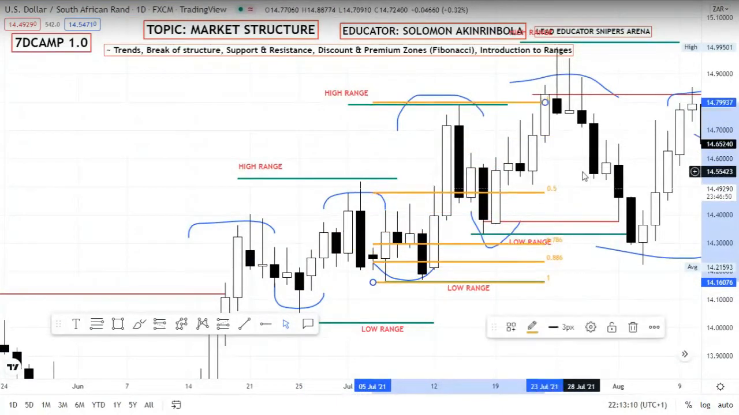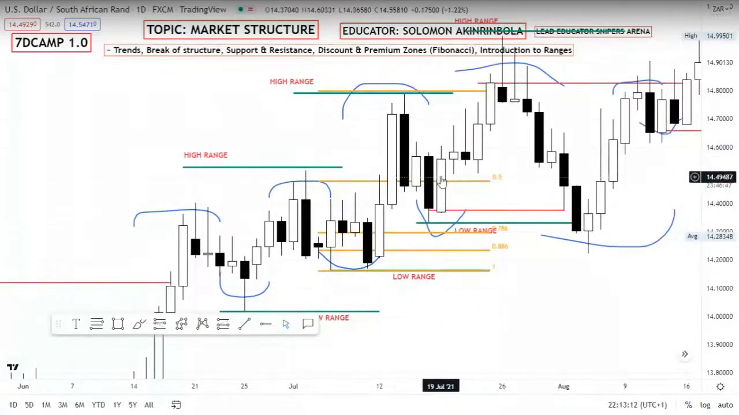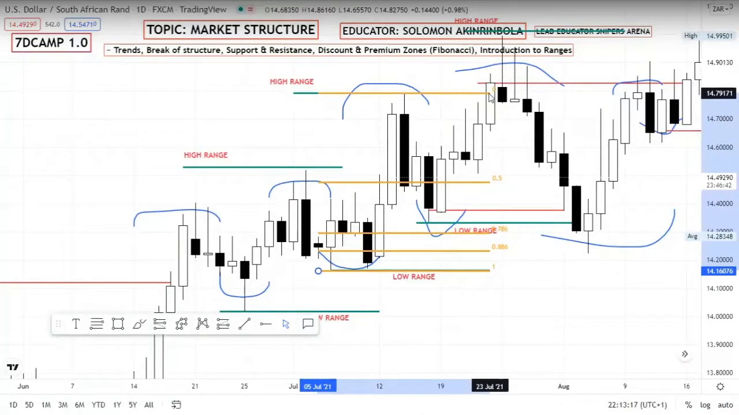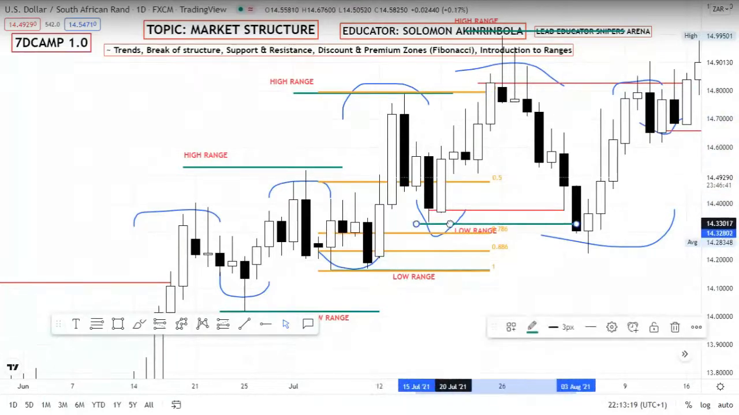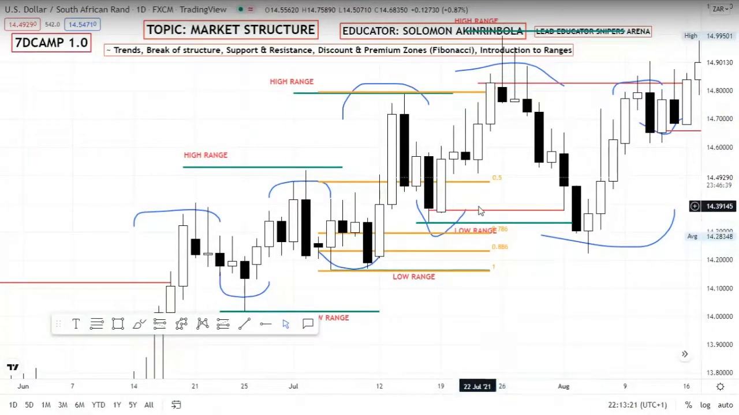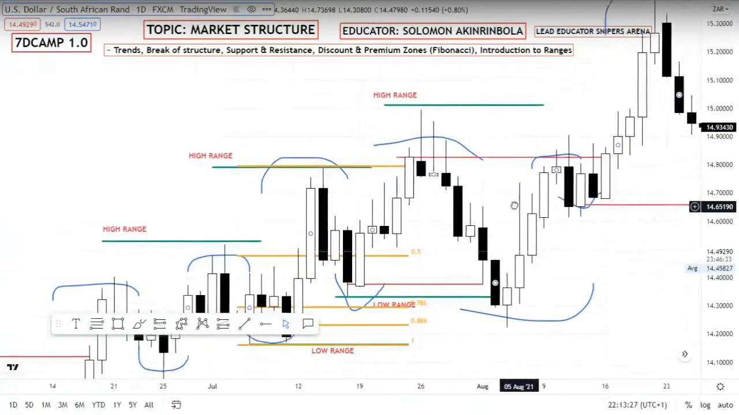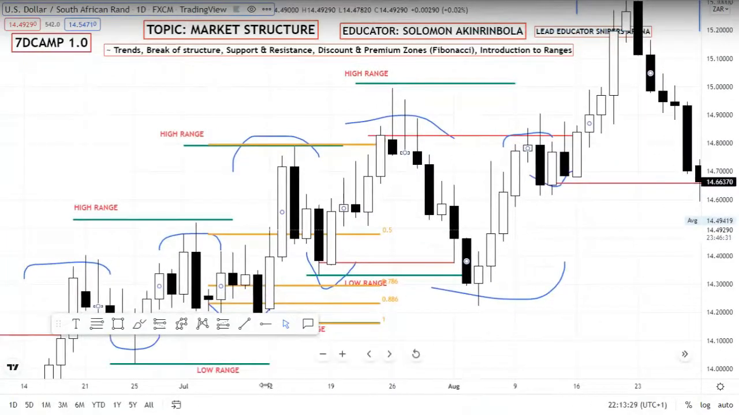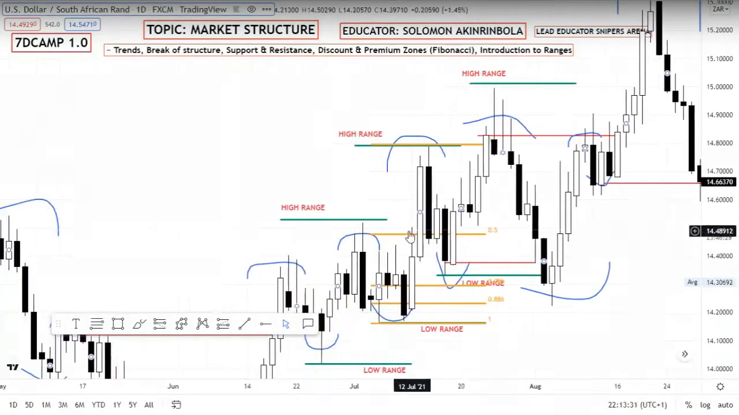Can you see? This is the 50% of the range, which is your Fibonacci. Where did it form the new range? See where it formed the new range, below 50. Can you see? This is the low range, below 50, from the low range there. Can you see, guys? That's it. It's textbook, guys. Basically, it's textbook.